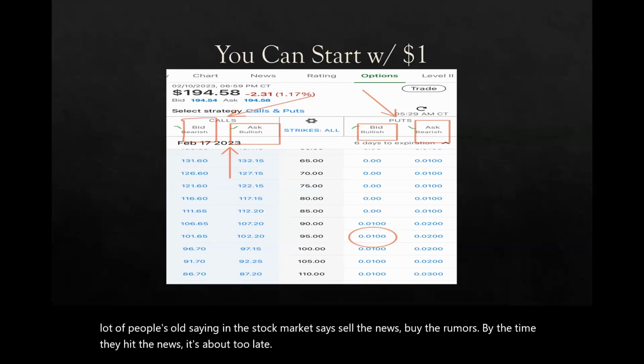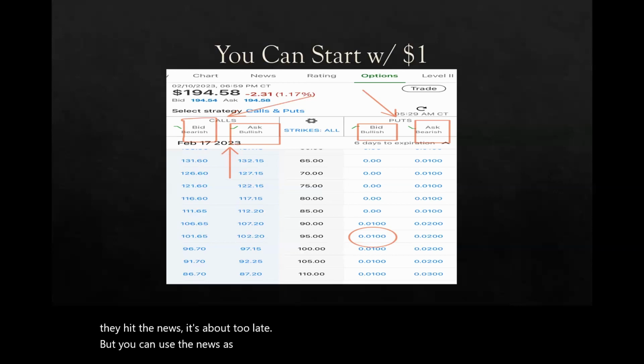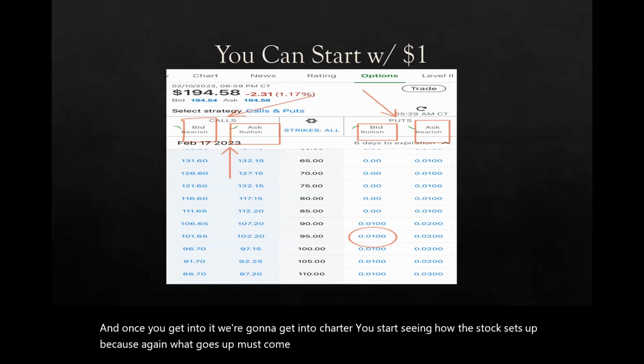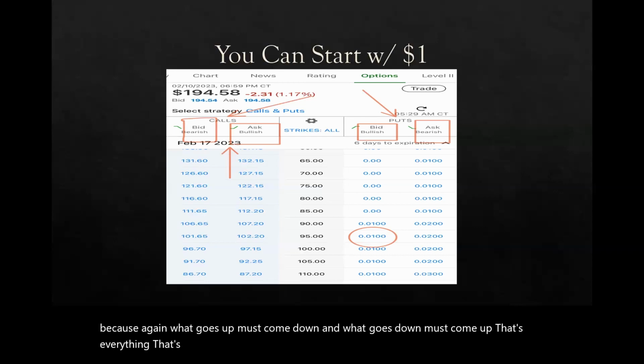But you can use the news, watch financial news. They'll give you a lot of different pointers. And once you get into it, and we're going to get into charting, you start seeing how the stock sets up. Because again, what goes up must come down, and what goes down must come up. That's everything. And you just got to find the right position to get in.